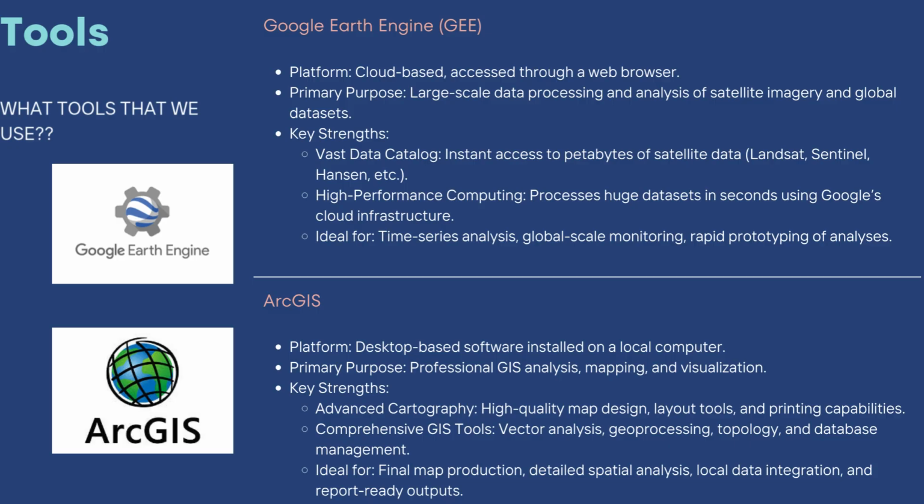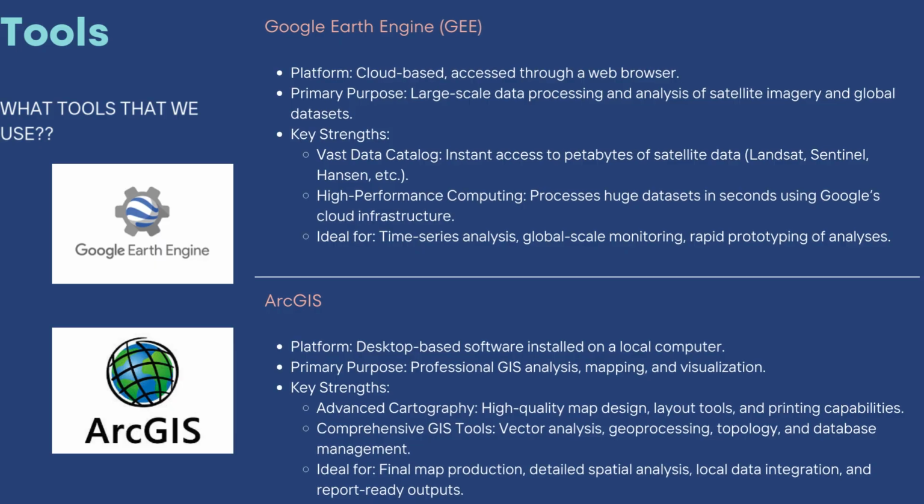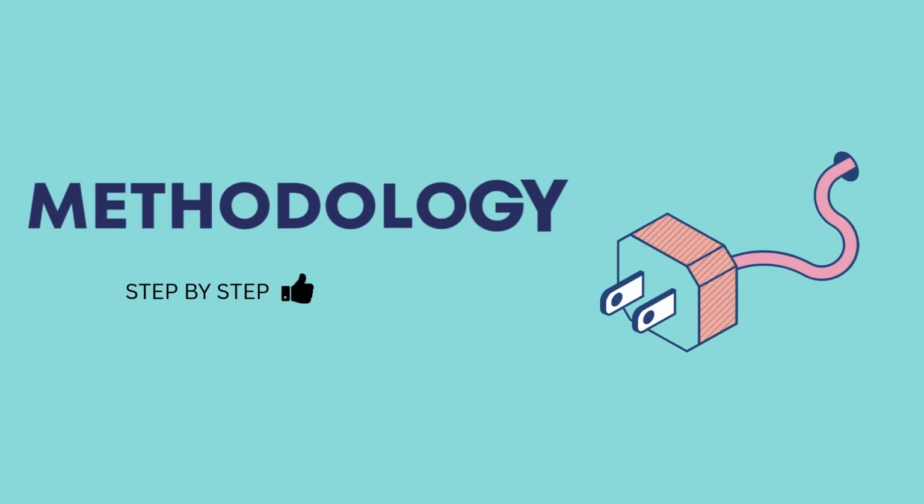This approach gave us the best of both worlds. The unmatched analytical scale of the cloud and the polished, professional outputs of desktop GIS. It's a powerful combination for modern environmental monitoring. Now, let's look at how we produce our map and look at the results this workflow produces. And now for the methodology of the forest loss and vegetation assessment using Google Earth Engine and ArcGIS.